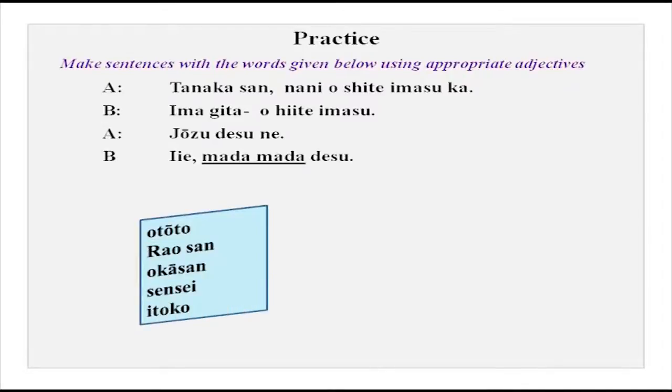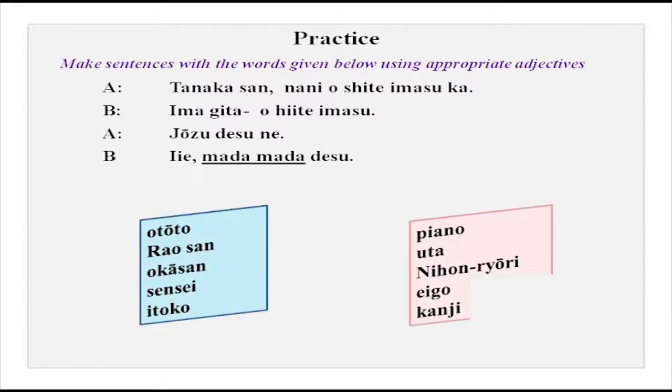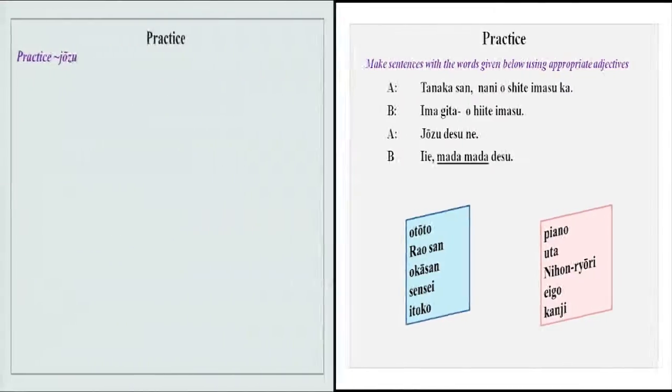Well, you have these words over here instead of Tanaka-san. Oto-san nani o shite imasu ka? And let us see what he is doing. Piano o hiite imasu, or uta o utatte imasu, or nihon ryori o tsukutte imasu. Jozu desu ne? Iie, mada mada desu. So you can practice like this.